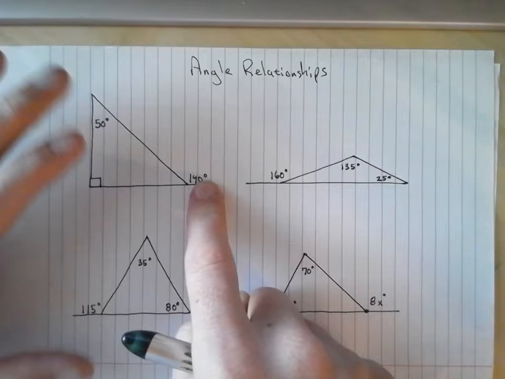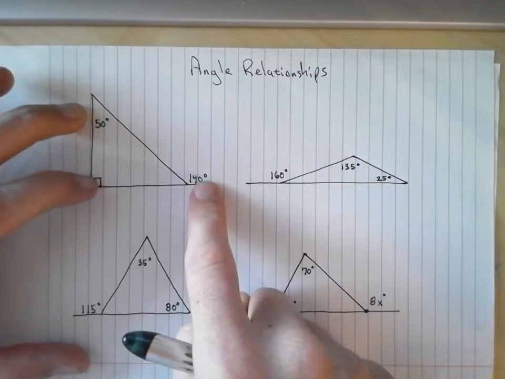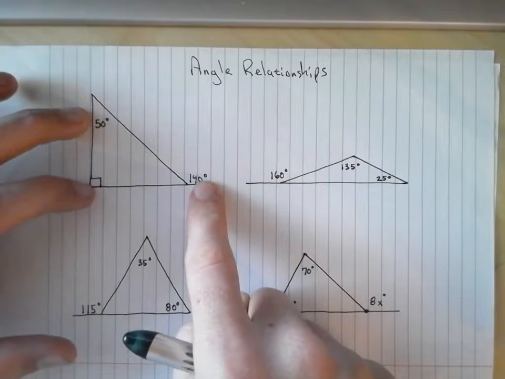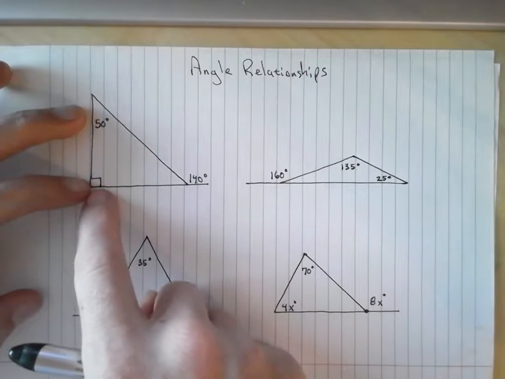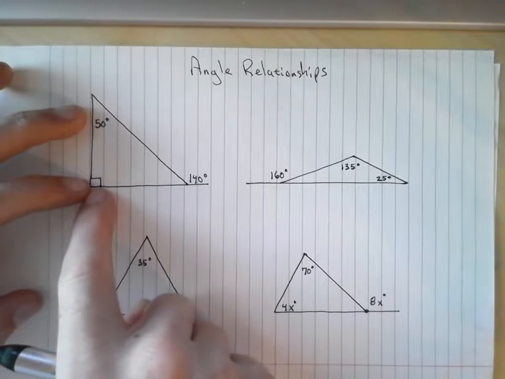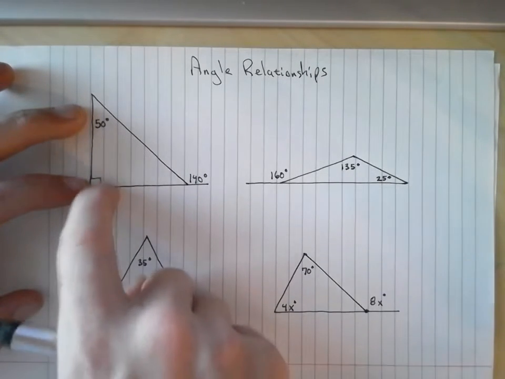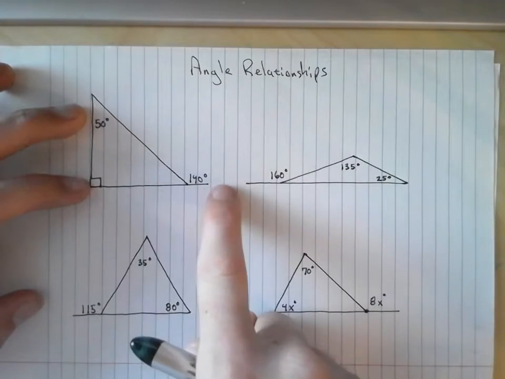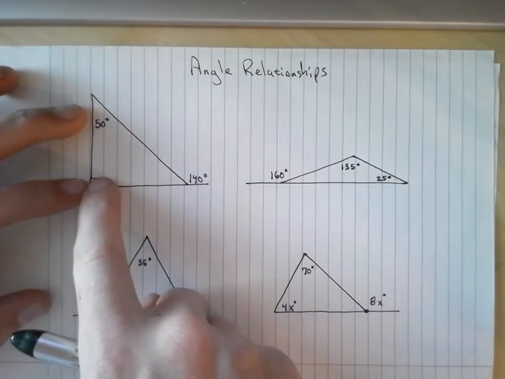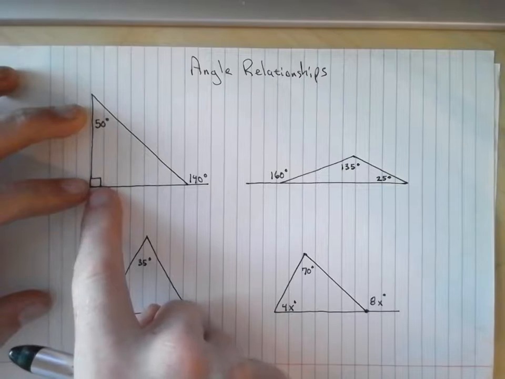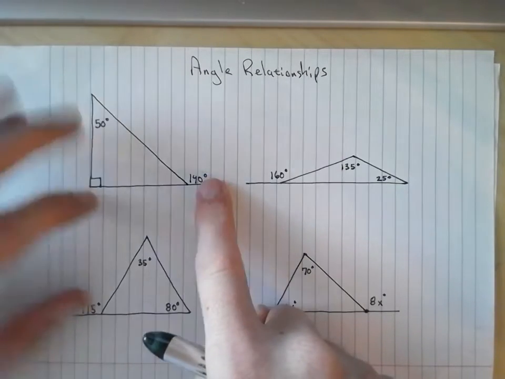You don't need to get bogged down in the vocabulary. You just need to see the pattern, the relationship between the angles. Again, we have a little box signaling 90 degrees. 90 degrees plus 50 degrees is 140 degrees. So these two interior angles add up to this exterior angle. Here's another example.